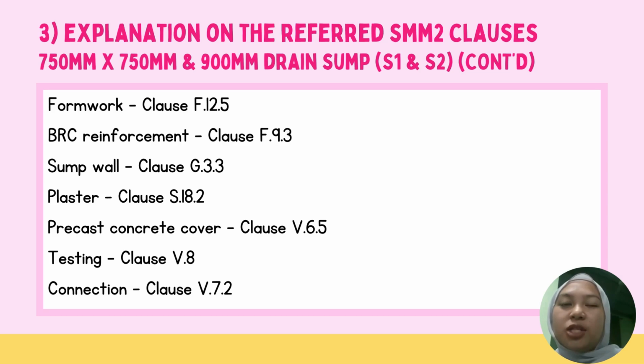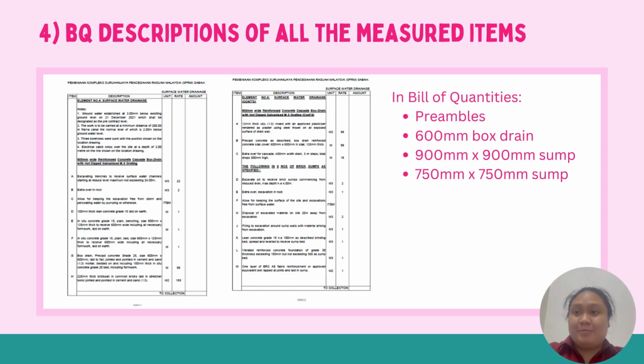Testing the drainage system shall be given as an item, stating the method of testing. And the last item that we measure is connections under clause V.7.2, where the connection to existing work shall be enumerated, stating the size of pipe or drain and the type of structure. So here is the BQ description.